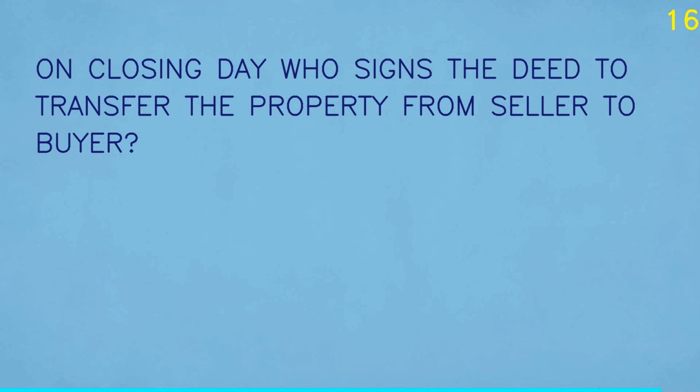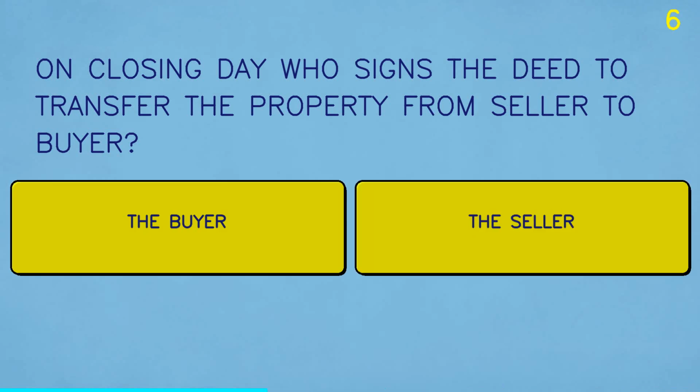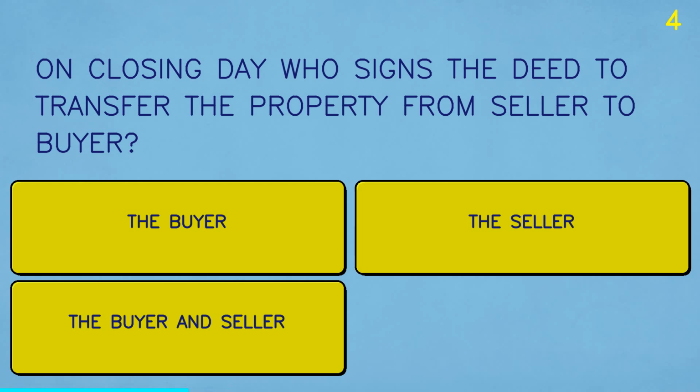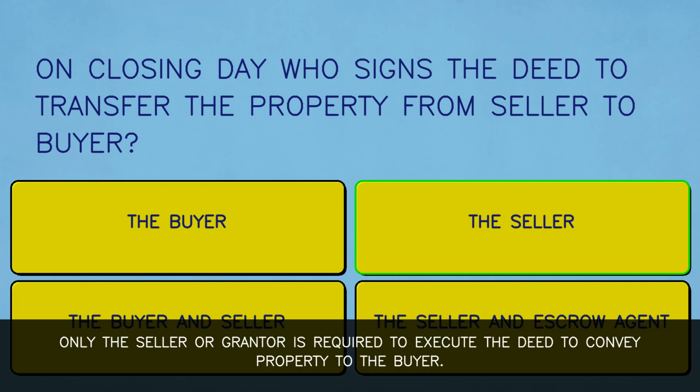Question 7. On closing day, who signs the deed to transfer the property from seller to buyer? A. The buyer, B. The seller, C. The buyer and seller, D. The seller and escrow agent. The correct answer is the seller. Only the seller or grantor is required to execute the deed to convey property to the buyer.